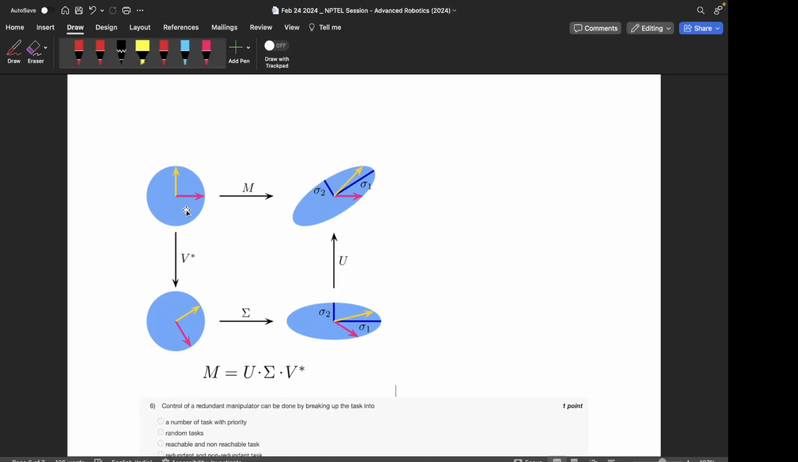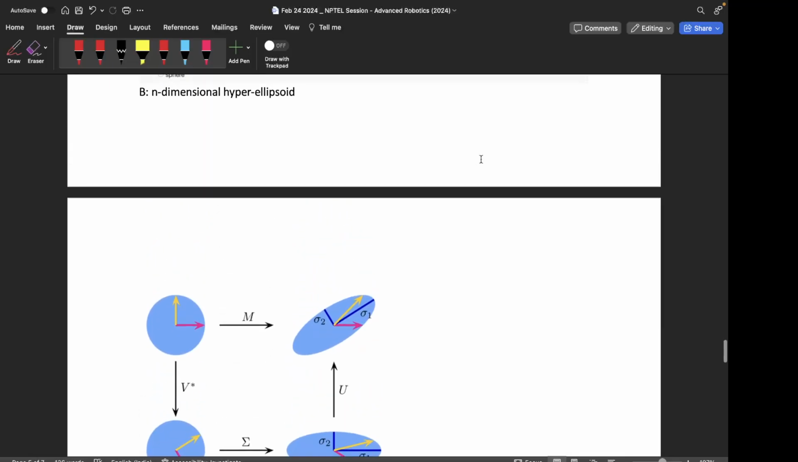So the first is V star, which is a rotation, an orthogonal matrix. Then you scale it by multiplying with sigma. The axes get scaled, elongated or shortened, depending on the values of sigma 1 and sigma 2. And then they are rotated once again by application of U. So rotation, scaling, and rotation again. Basically, SVD gives us insight into how much a matrix rotates and how much it scales when it is multiplied to a vector. Any doubts here?